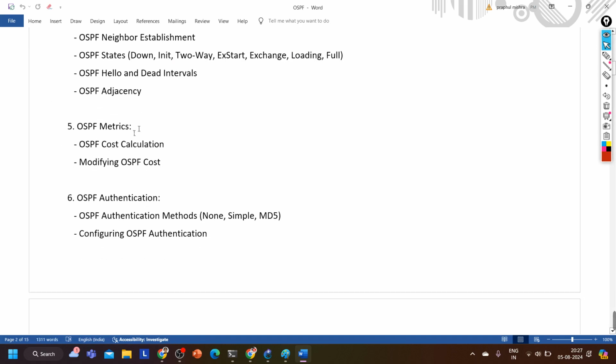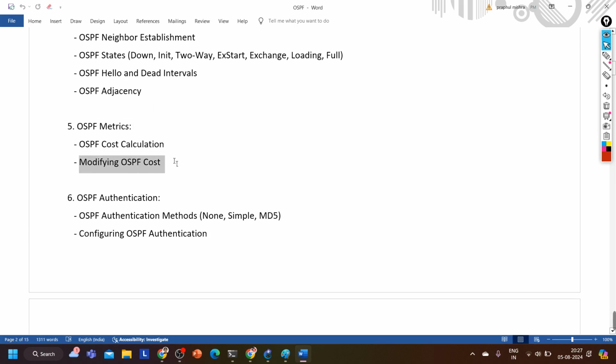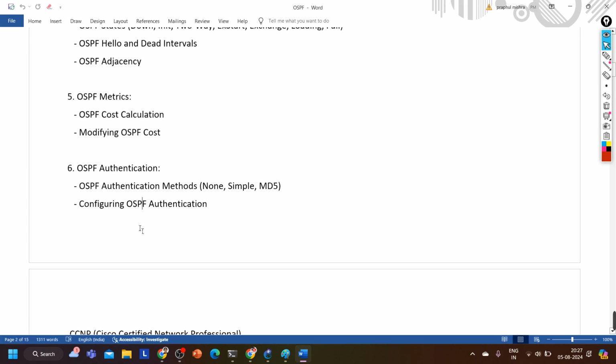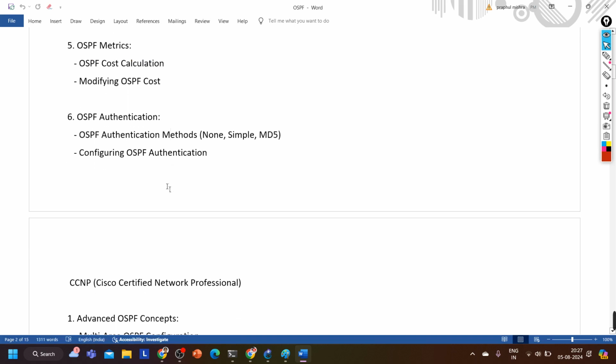Then metric calculation, how to calculate metric, like in EIGRP, the formula is 10 raised to power 7 upon least bandwidth plus total delay upon 10, whole multiplied by 256. In the same way, how you are going to calculate metric in case of OSPF, how to modify the metric calculation. Then authentication, how we can secure the OSPF routing protocol.